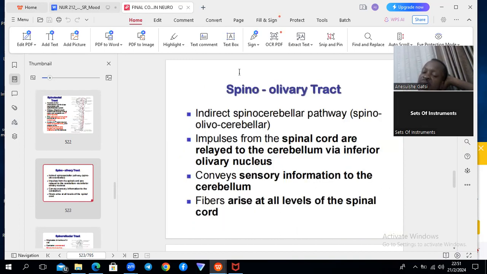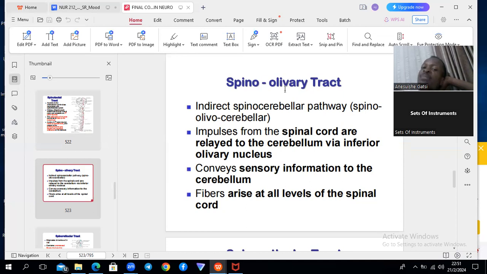Spino-olivary. The olivary nuclei are found in the medulla. They communicate with the cerebellum. So somehow this spino-olivary tract has almost the same function as the spinocerebellar tracts that I talked about. Olivary is just going to the olivary nuclei in the brainstem, medulla to be specific. And to be specific, it's the inferior olivary nucleus.